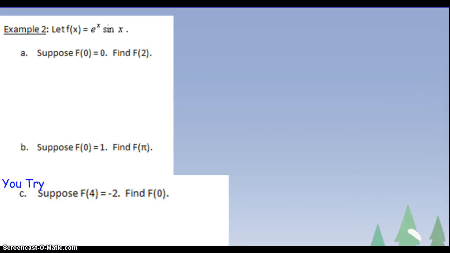Now, we may not always have a picture. We may have a function. So we're going to start right here. They give me F of 0 is 0, and they'd like F of 2. So write an integral of 0 to 2 of e to the x sine x dx, F of 2 minus F of 0. I can plug the 0 in.